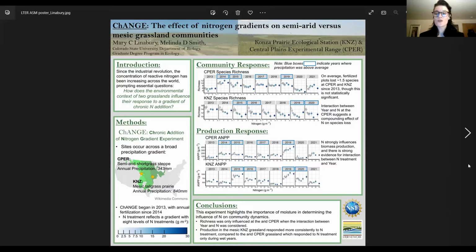Our project is called the Chronic Addition of Nitrogen Gradient Experiment, or ChANGE. And it's called a gradient experiment for two different reasons. First, our two sites occur across a broad precipitation gradient. The first, CPER, or the Central Plains Experimental Range, is an XLTER site in northeastern Colorado, which is a semi-arid shortgrass steppe. And then across the rain shadow to the east, we have ChANGE, abbreviated here as KNZ, which is a mesic tallgrass prairie in Kansas.